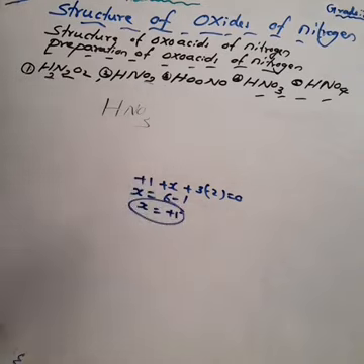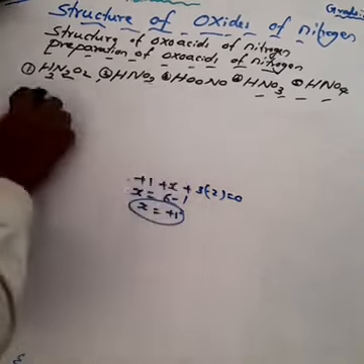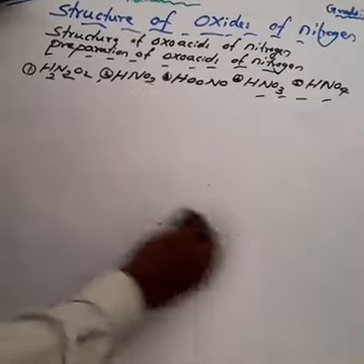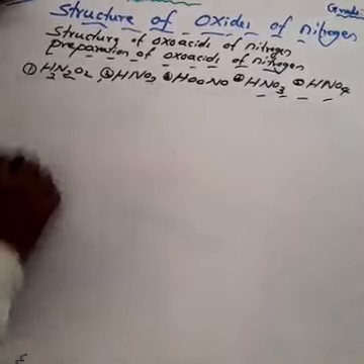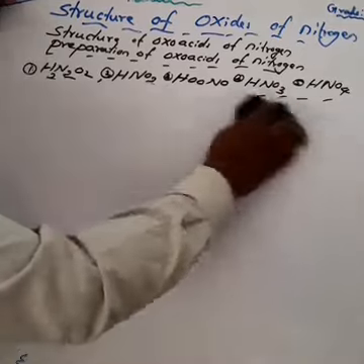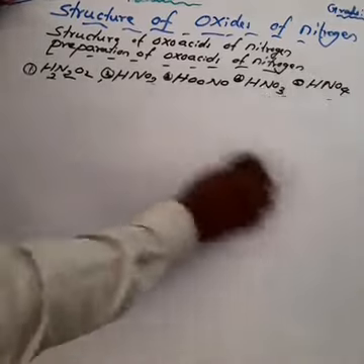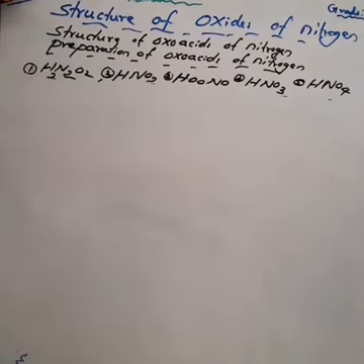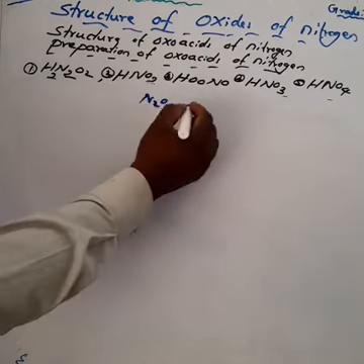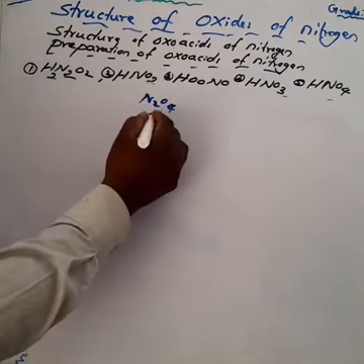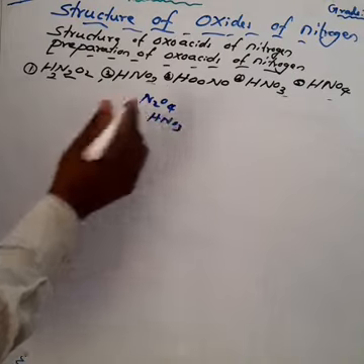For nitric acid preparation, we have 4 steps of reaction. One is that ammonia is converted into NO. Second, NO is converted into nitrogen dioxide. Next, nitrogen dioxide is converted into nitrogen tetroxide. Nitrogen tetroxide is converted into nitric acid. Like that, we have 4 reactions.